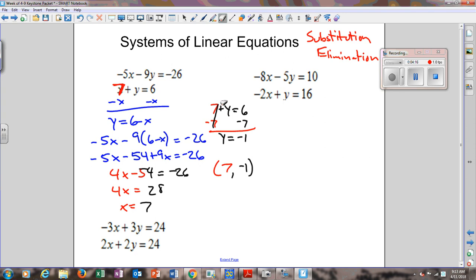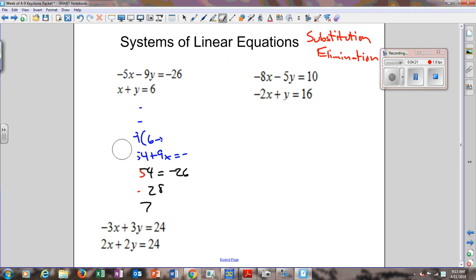The other method we use is elimination. And so let's use elimination with the second problem. Elimination is where we eliminate one of the variables. So in this case, we're going to eliminate the x. So we're going to want this coefficient to be the opposite sign of negative 8. So you're going to want it to be a positive 8. And in order to make that positive, we're going to multiply by a negative 4.